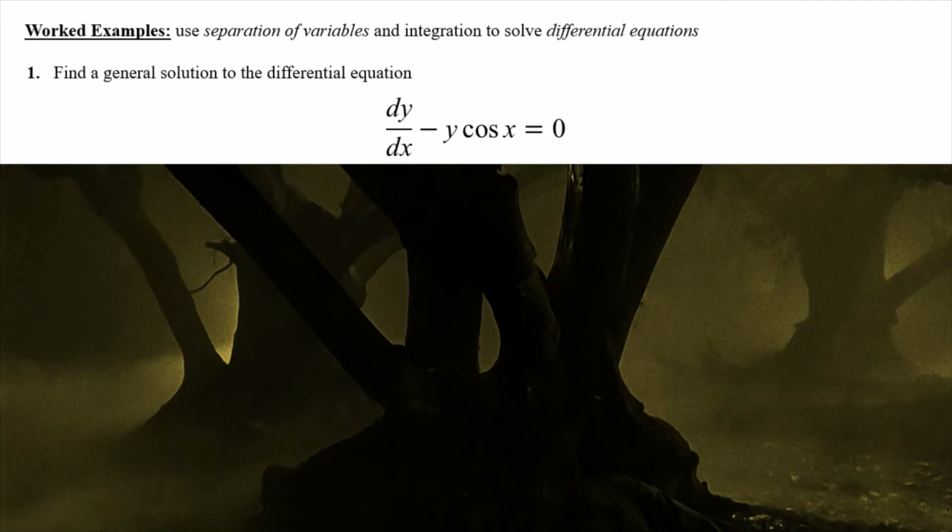Our first worked example is asking us to find a general solution to the differential equation dy by dx subtract y cos x equals 0. And I would like to stress before we begin this that the general solution does not have to be in the form y equals f of x in this case, although it can be an exam requirement to make y the subject once you have found your general solution. And what I will do as we work through these worked examples is to show you how to do that.